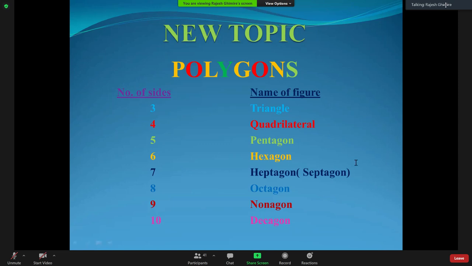If the geometrical figure is bounded by eight sides, it is called? Octagon. If the figure is bounded by nine sides, it is called nonagon. If the geometrical figure is bounded by ten sides, then it is called? Decagon. Yes. Pentagon, you need to know that the number of sides is 5. Hexagon, the number of sides is 6. Octagon, the number of sides is 8. Decagon, the number of sides is 10.